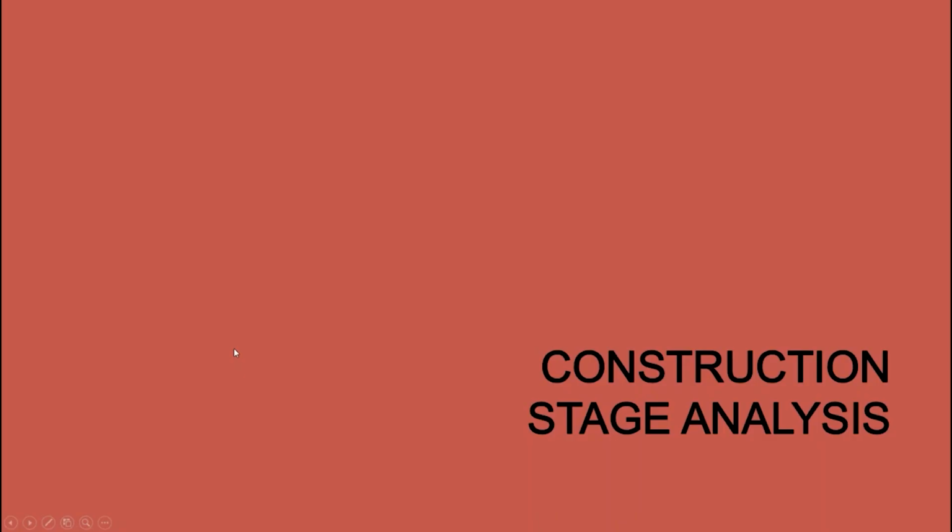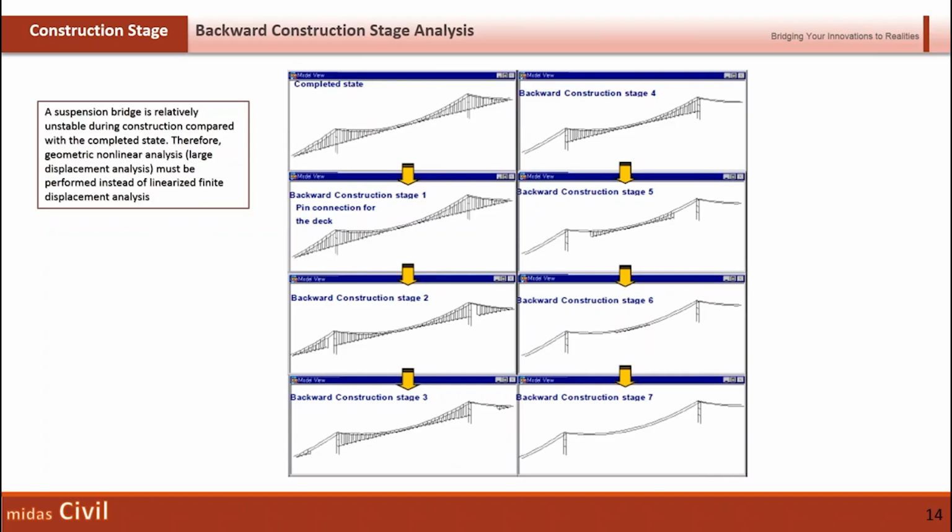So currently we'll be doing the construction stage analysis. Now, by construction stage analysis, usually you will be thinking that we are doing stage analysis one by one, stage by stage, right? First stage we are having pylons. Then the second stage we are having deck. The deck is being constructed one by one. So all these things have to be done one by one, right?